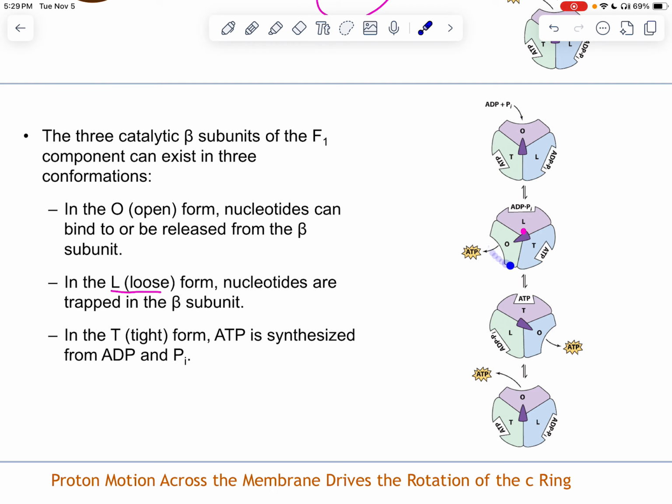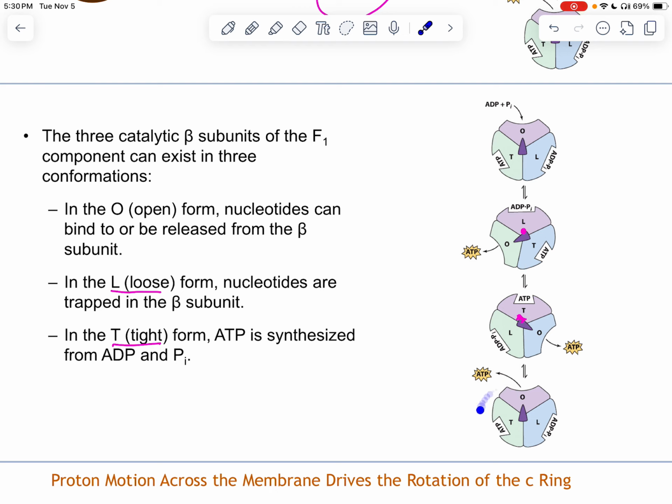Our C-ring is spinning, spinning, and finally enough pressure builds up and this pops over another 120 degrees. So now this one is the open, and since we're following the purple, a different side of that gamma subunit, with a different shape, is up here. That affects the conformation, the shape of that alpha beta dimer, and it's now in the T form. At this point, this is where the ADP and phosphate react and form our ATP.